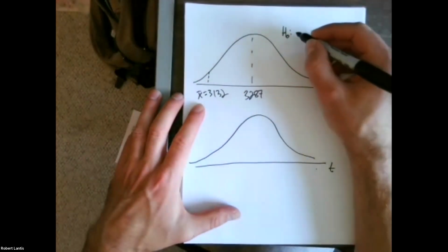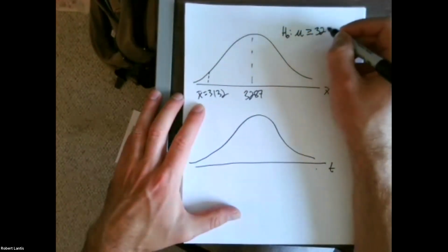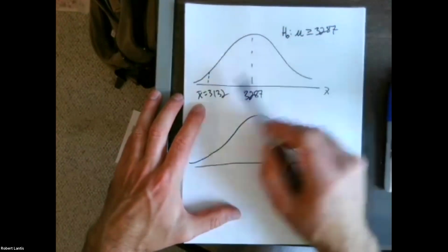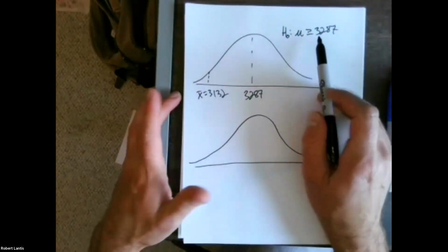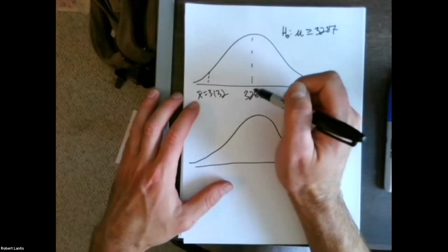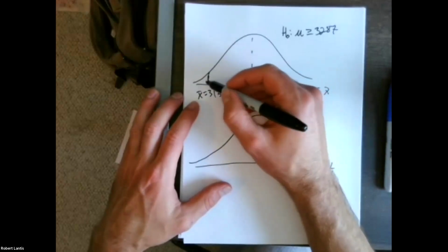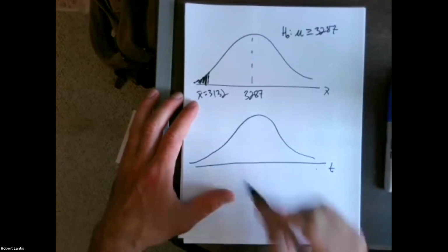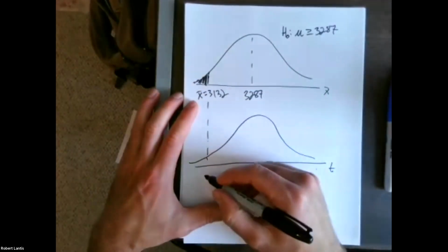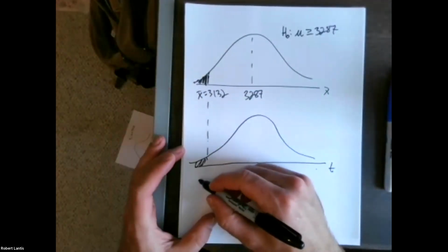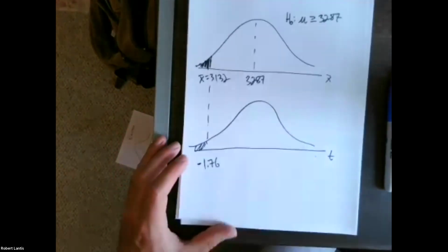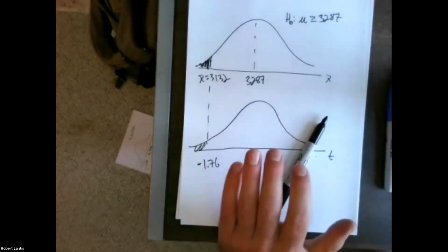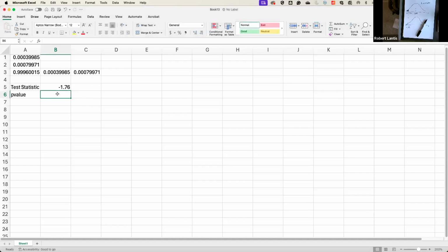Now remember this time, if I found sample evidence on the other side, it actually supports the null. So the only sample means that would go against the null as much as what I found is anything even further away from that assumed true mean. So we turn that into a test statistic and we want to find the area to the left. I said, let's assume that instead we found that the test statistic was negative 1.76. If that's the case, what's the p-value?